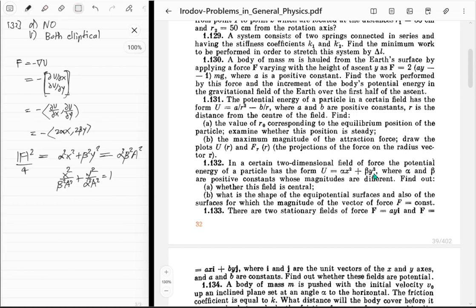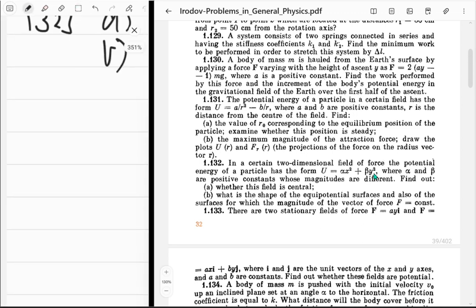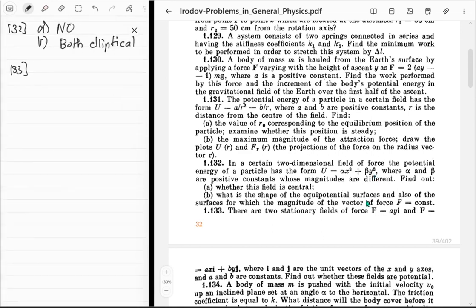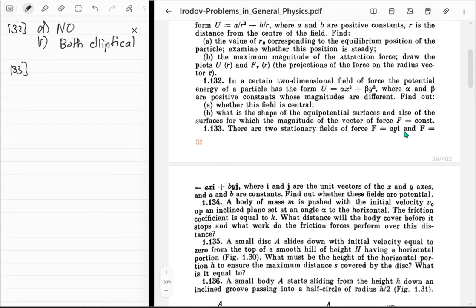Next, 133. There are two stationary fields of force: F equals a y i and F equals a x. Okay, so two different forces, huh? Find out whether these fields are what? Are potential? What are these people talking about? You could say whether these fields are conservative or something like that, but are potential, what does it mean? They probably do want to ask whether or not these fields are conservative or something.